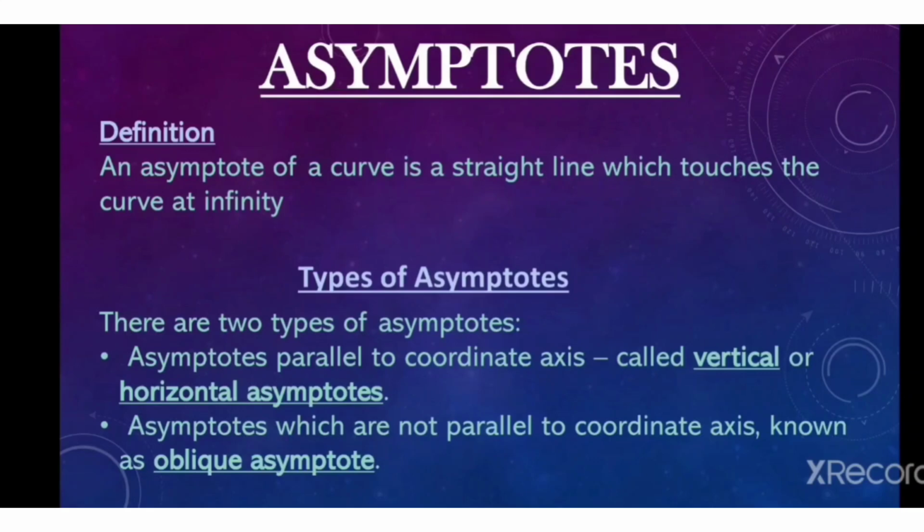Asymptotes are of two types. First one is horizontal or vertical asymptotes. Those asymptotes which are parallel to the coordinate axis are called vertical and horizontal asymptotes. Horizontal asymptotes are parallel to the x-axis while vertical asymptotes are parallel to the y-axis. Next one is oblique asymptotes. Asymptotes which are not parallel to coordinate axis are known as oblique asymptotes.